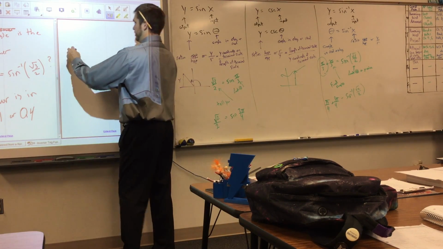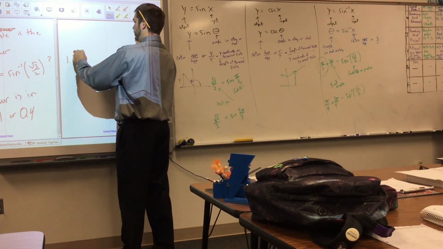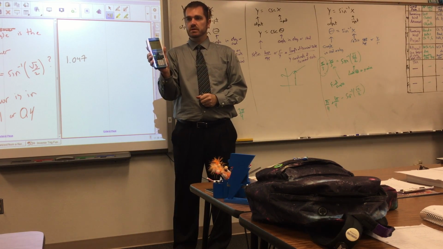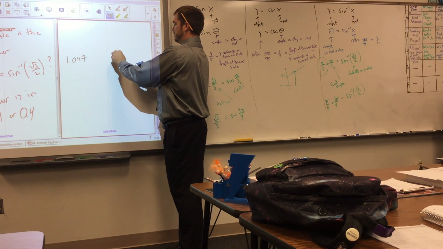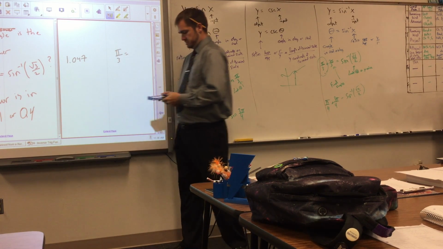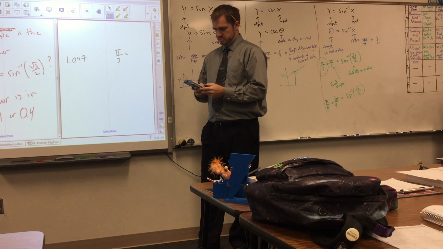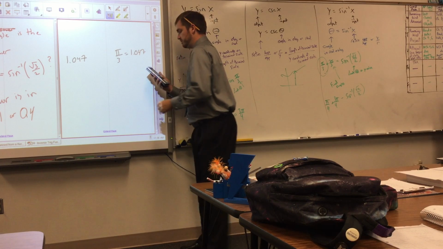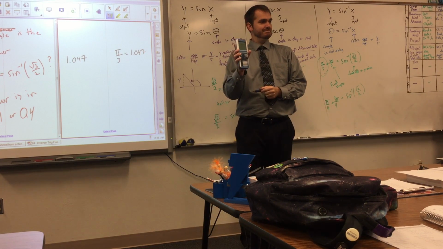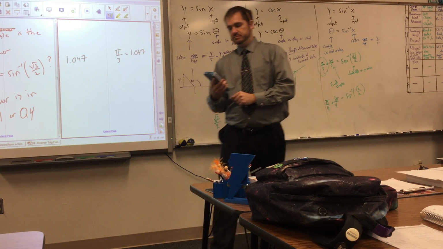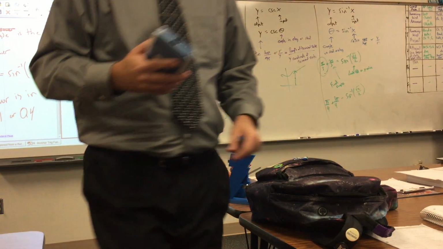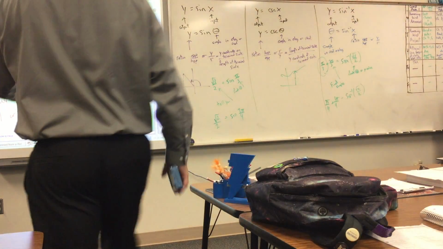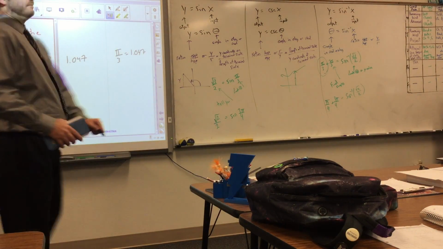Calculator says 1.047. That's what mine says. Does yours say something similar? Now, let's check. What is pi divided by 3? I get 1.047197551. So we're doing inverse sine of root 3 over 2. It's in radian, right? Yes.